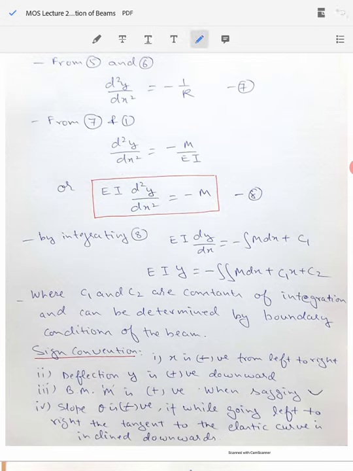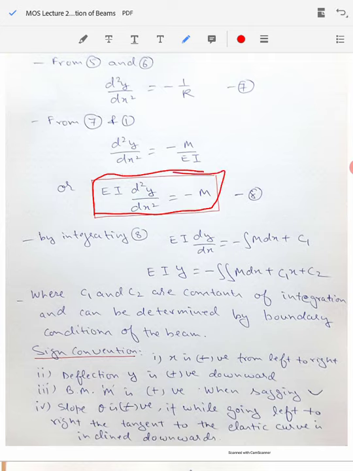So this is our main equation that we were trying to derive, and we will use it for further finding the deflection of the beam. How can we do it? We can use the double integration method. We will integrate it first, then we get the equation in slope, that is EI dy by dx equal to minus integration of M dx plus c1, and if we integrate it further we get the deflection y: EI y equals minus double integration of M dx plus c1 x plus c2, where c1 and c2 are the constants of integration whose values we are going to determine by using the boundary conditions of the beam.